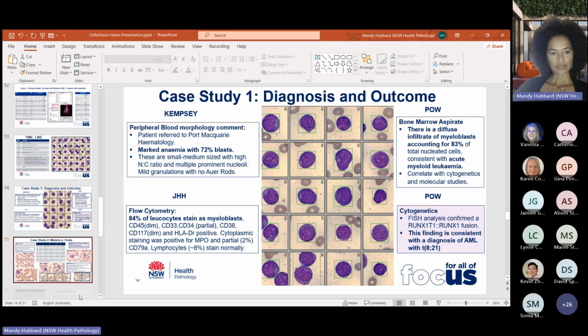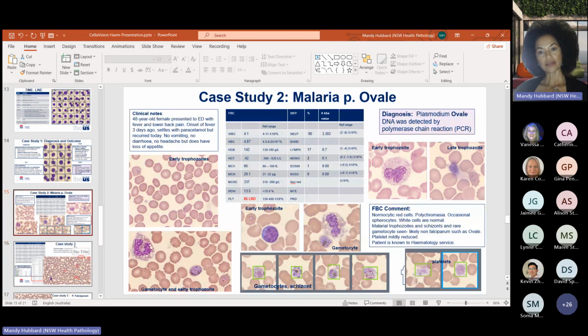The second case that we can have a look at is a malaria patient. It's a 48-year-old female who presented to ED with fever and lower back pain. They had an onset of fever for 3 days, which seemed to settle with paracetamol but was recurring when they presented. No vomiting or diarrhea, no headaches, but there was a loss of appetite.